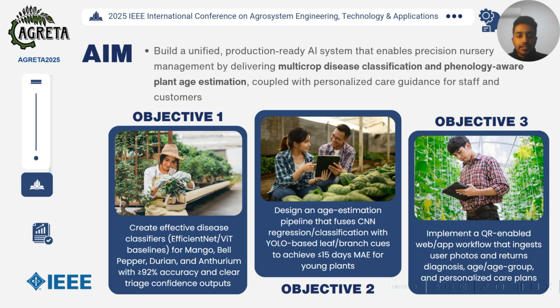So what are the objectives? One is creating a disease classifier using a deep learning model, especially for the crops we selected. Another is designing an age estimation pipeline that uses a CNN classification model and a YOLO object detection model. And implementing a workable application that can be used by both customers and staff.